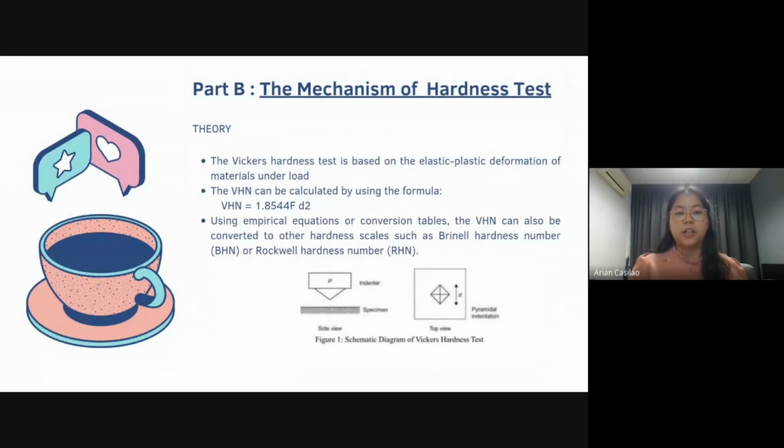So the Vickers hardness number is calculated using the formula VHN equals 1.8544 F over d squared, where F is the applied force and d is the indentation diagonal. Importantly, if the load is proportional to the indentation area, the Vickers hardness number, or VHN, remains independent of the load and indenter size. Conversion tables or empirical equations allow the VHN to be transformed into other hardness scales like Brinell or Rockwell hardness numbers.